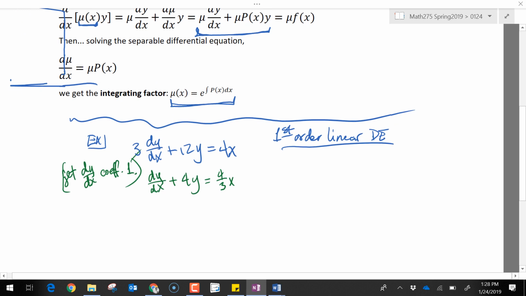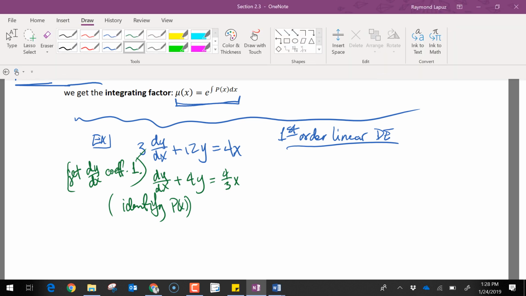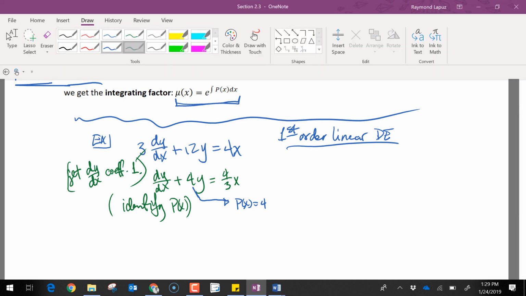Now what we want to do is identify p of x. And at this point, now that the coefficient of dy/dx is 1, the p of x is the function that's being multiplied with a y. And what is that function? In this case, it's just a constant, but sometimes it could actually be a function. Okay? So the next step after that is to find your integrating factor, it's called.